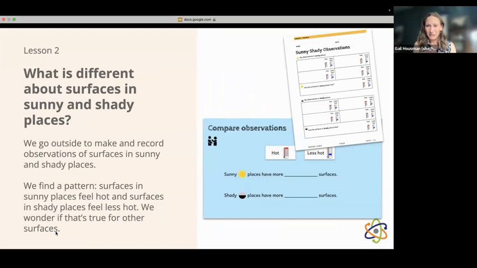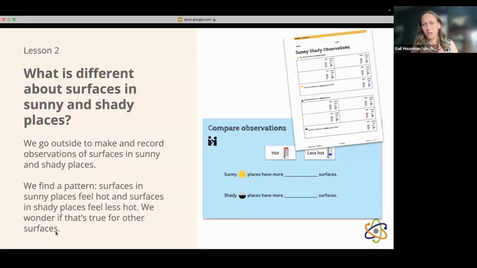And then when we come back inside, we compare our observations and we're starting to look for patterns. As I said, the cross-cutting concept of patterns is huge in this unit. It starts in lesson 2, where we name the word pattern, and we start to look as we combine our class data. There are a couple different ways in the lesson that the class compiles their data together, and then talks about it with a partner to start finding a pattern. Oh, we're noticing that most of the time sunny places have more hot surfaces and shady places have more less hot surfaces. And so we identify that as a pattern.